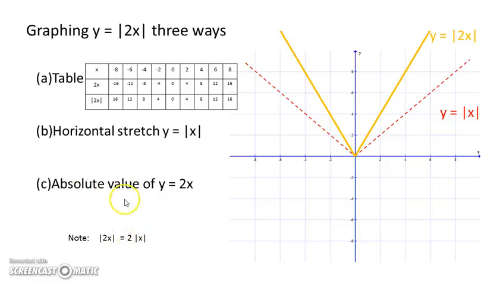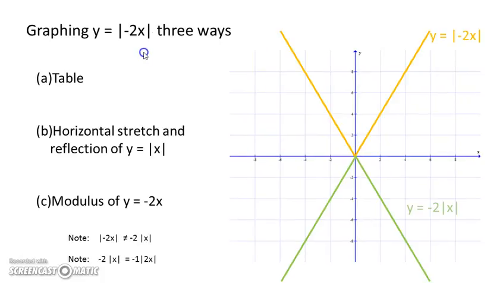Or you can think of it, the absolute value of y equals 2x. So the gradient here is still 2, isn't it? The gradient on this left side is negative 2. So the gradient of that is the absolute value of 2. Okay? So that's how you can work out graphing y equals the absolute value of 2x.